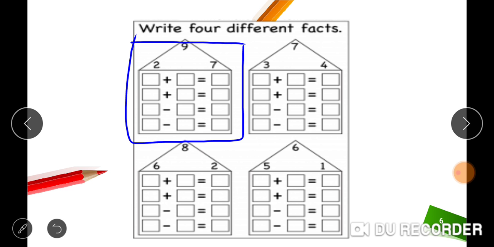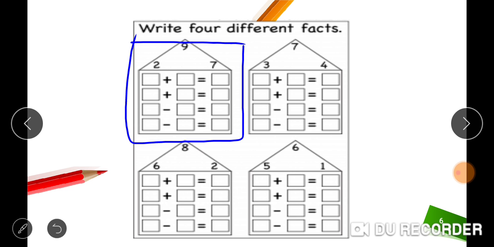I'm going to write 4 different facts for which number now? Is it number 2, number 9, or number 7? Number 9, because number 9 is the biggest number there.